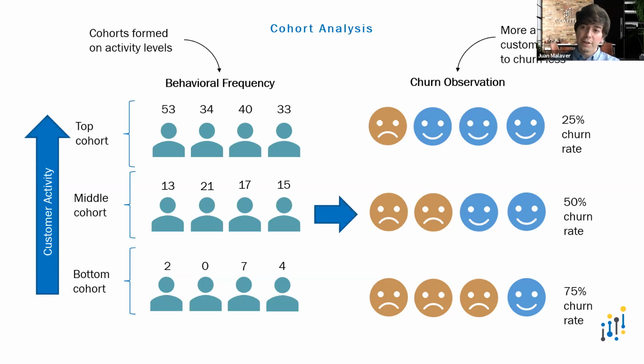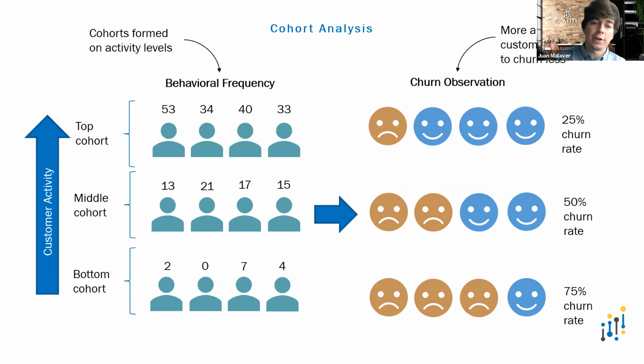So the main hypothesis for churn is the following. If customers who are less engaged with the product churn more often, then a cohort of inactive customers is a cohort that we expect to have a higher churn rate than a cohort of more active customers. I know that was a little wordy, so let's just go through the diagram to make sure that the audience understands what I just said.